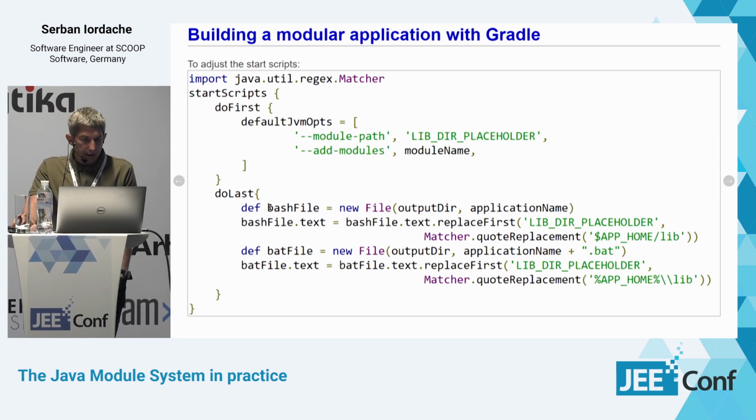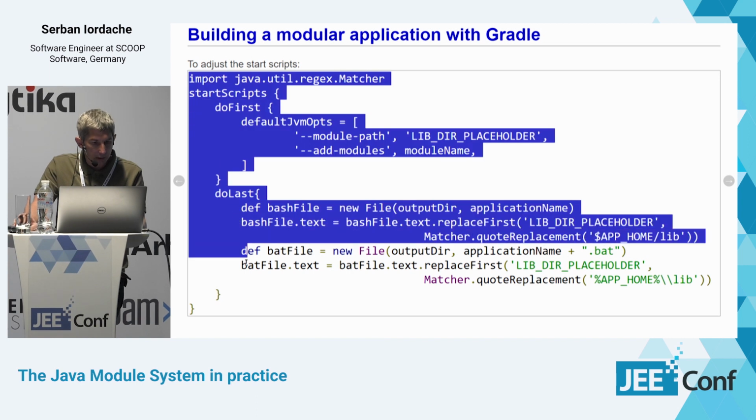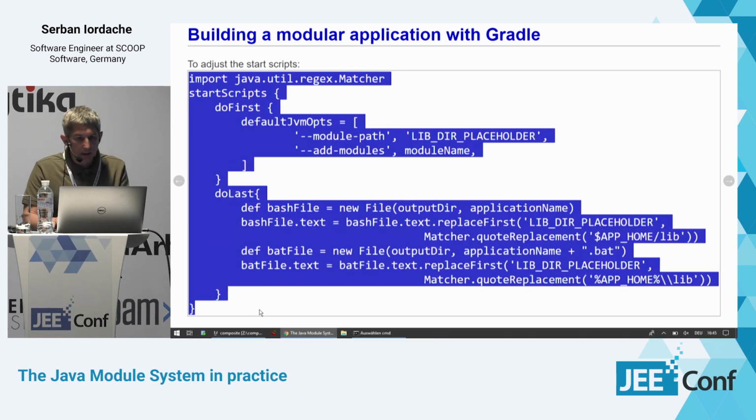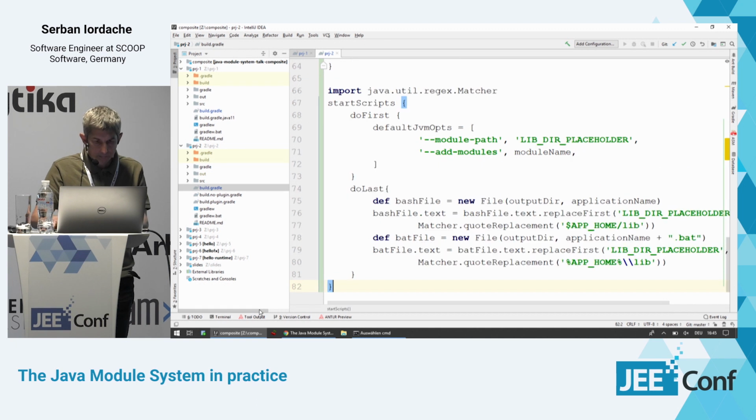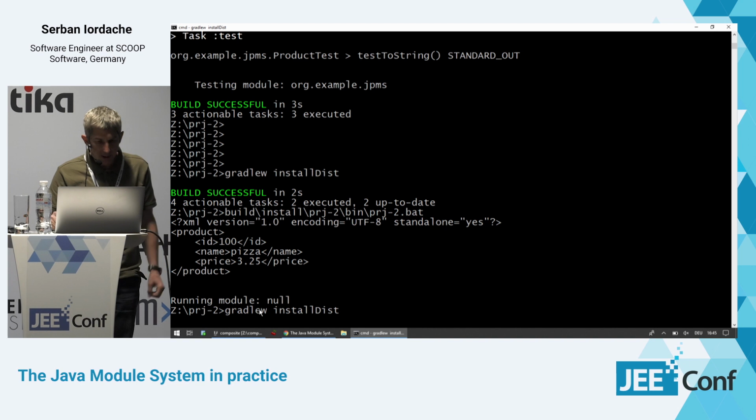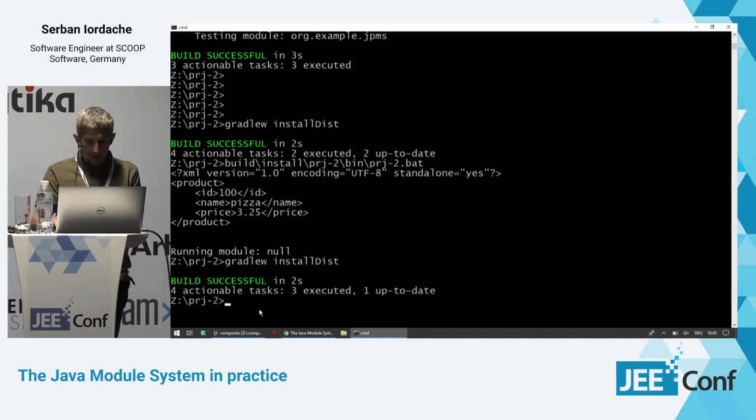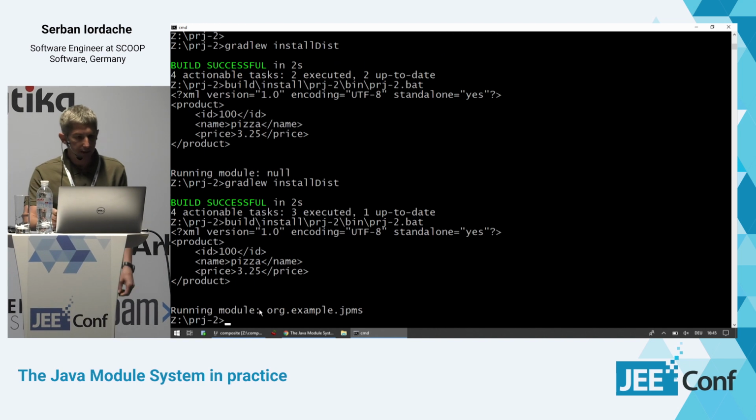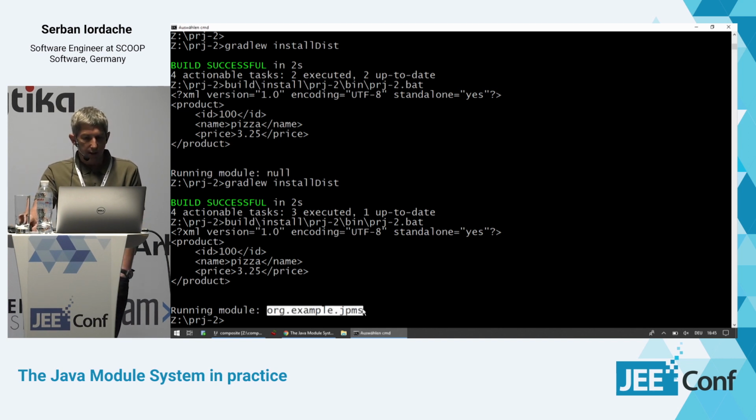Because Gradle generates both a bash script and a bat script for Windows, we need to adjust both of them. So let's also put this in our Gradle script. And now we will run our install dist task again. And when we start our start script, now we see that the code was executed on the module path.